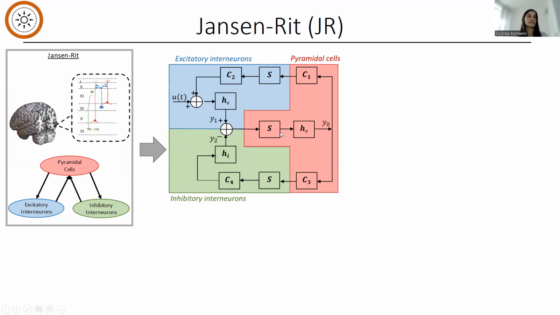So here we have the detailed schematic of the model. And as you can see, we have the 2 operators that I mentioned previously: the nonlinear sigmoid operator followed by the impulse response for each population. And the C represents the connectivity between the different neural populations.